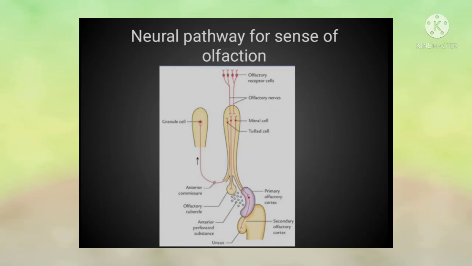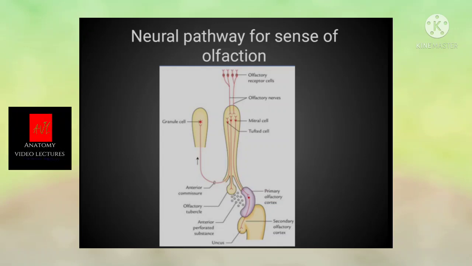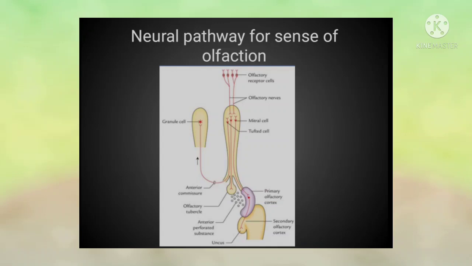The entorhinal area, Brodmann's area number 28, receives few or no tracts or fibers directly but receives fibers profusely from the primary olfactory cortex. Hence, it is sometimes called the secondary olfactory cortex.